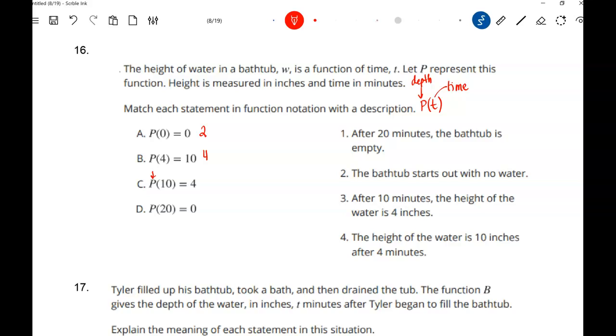C, the depth after 10 minutes is 4 inches. So C goes with 3. And then even though by process of elimination we know D is 1, let's look at it. Depth after 20 minutes is 0. So number 1 says after 20 minutes, bathtub is empty.